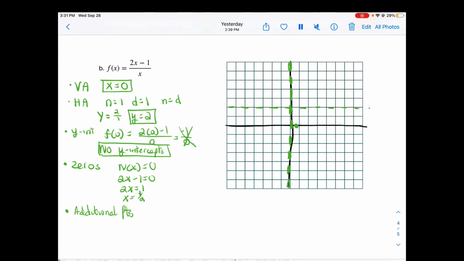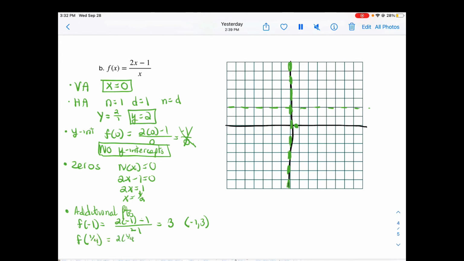Something to the left of that vertical asymptote at 0. So I just need to plug in some value less than 0 into my original function, or my simplified function, which is the original in this case. I'm going to choose -1. Plugging that in, I get 3. So I have the point -1 comma 3 on my graph.